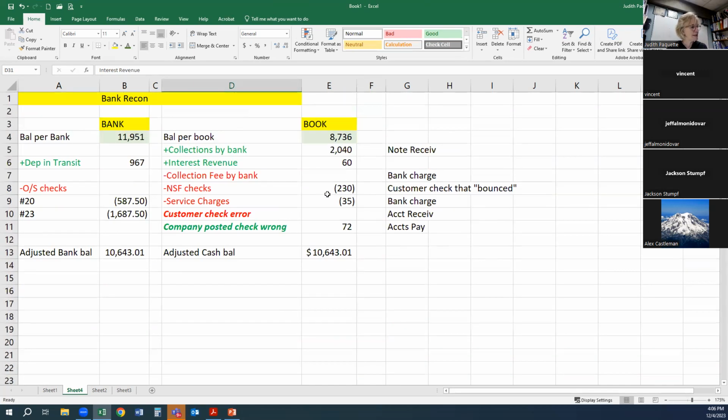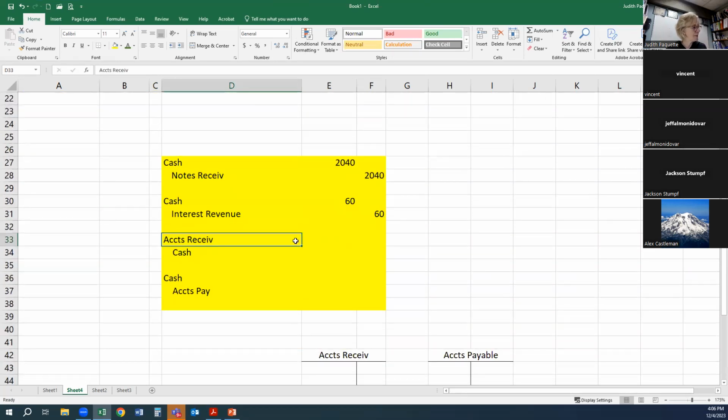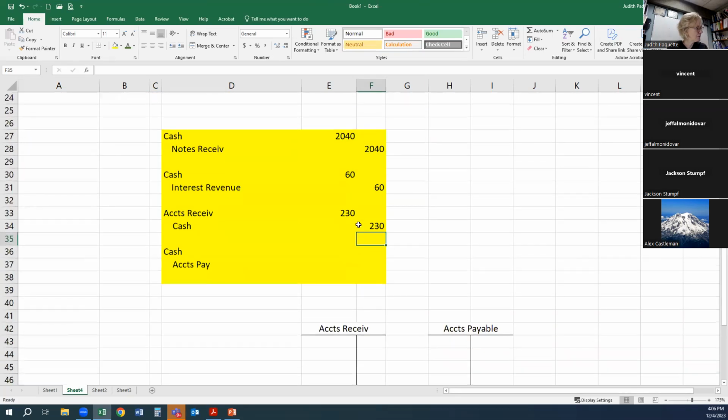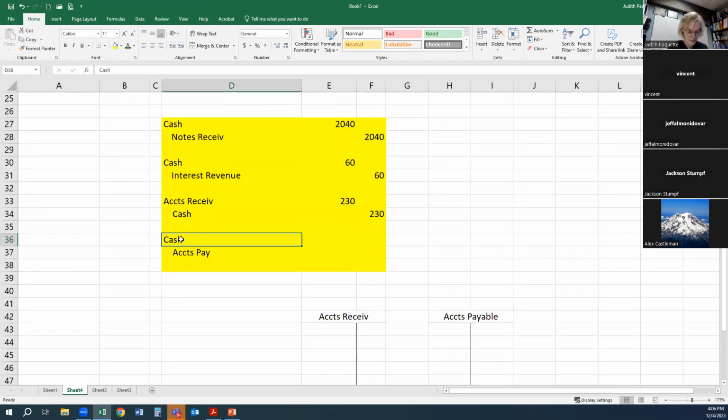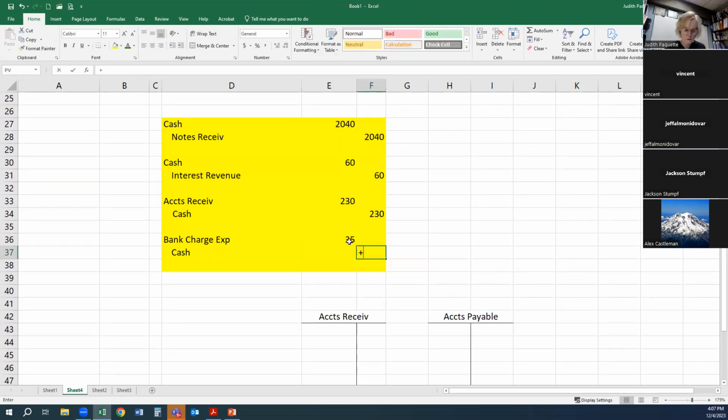Then we have an NSF check for 230. We're crediting cash and we're debiting accounts receivable because it's a customer check. Okay. Then we have a service charge. Let's do bank charge expense and cash. Note that for every single one of these adjusting entries, cash is involved. And I don't remember what it was for. $35. Ooh, that's a lot of service charge.